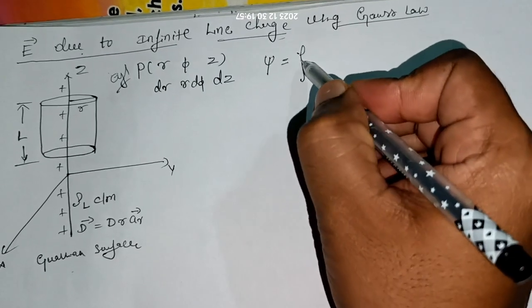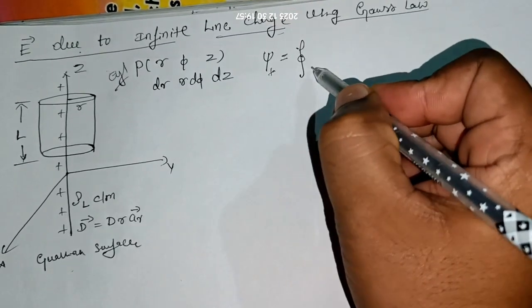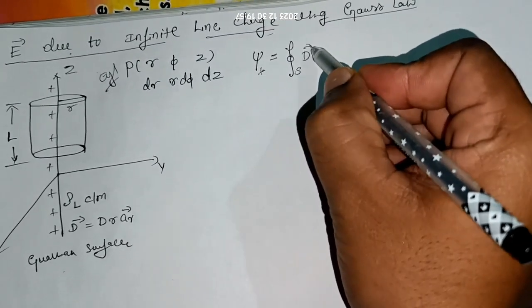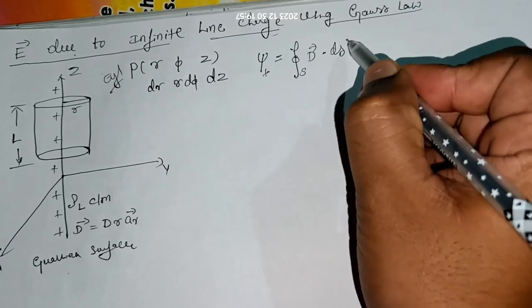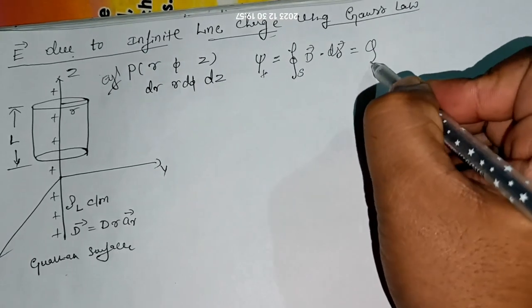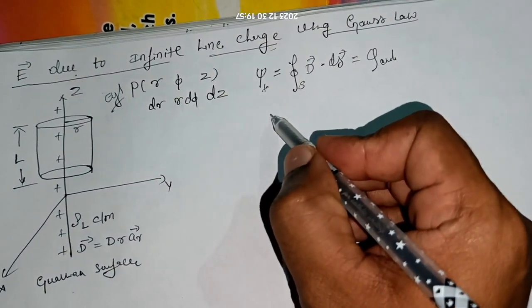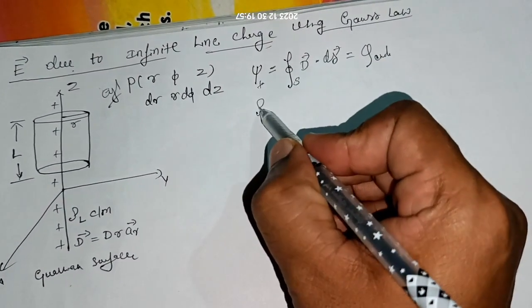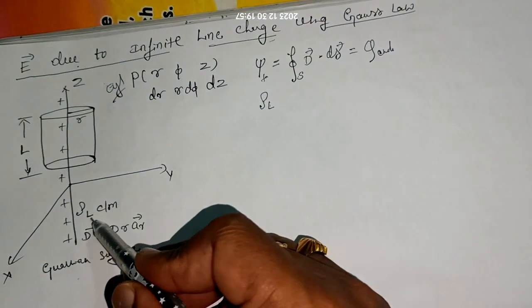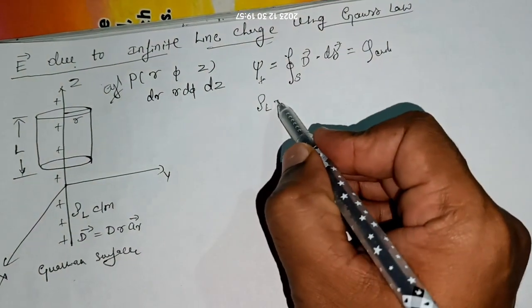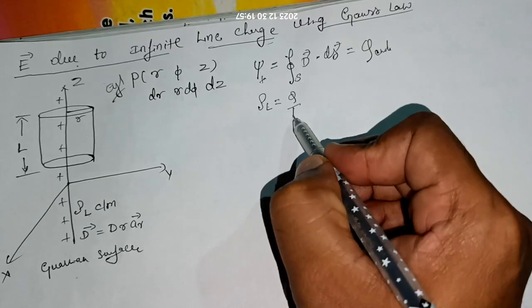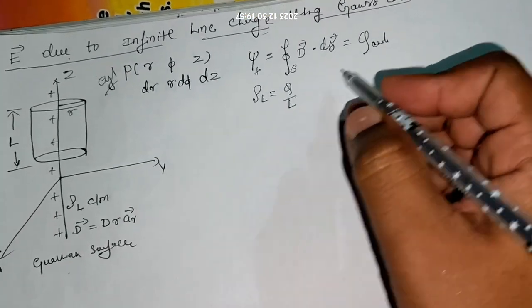The total electric flux is equal to the surface integral of D dot dS, which is nothing but the charge Q enclosed. Here we know that this is a line charge they have given. We know that this rho L is the line charge density. This can be written as Q divided by L. Rho L is equal to Q divided by L.